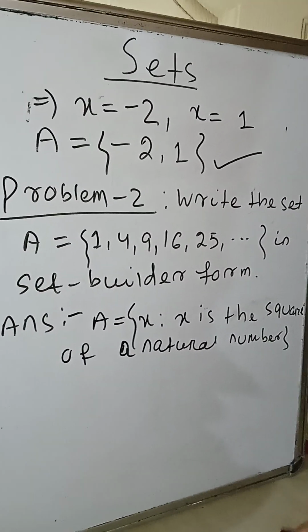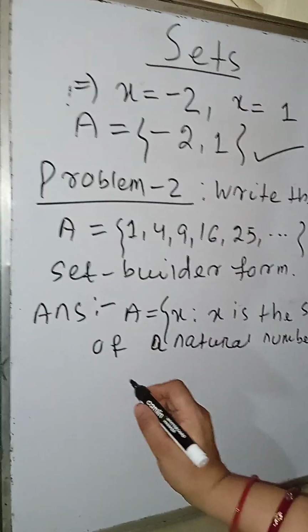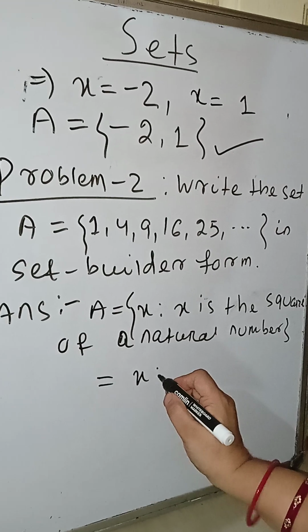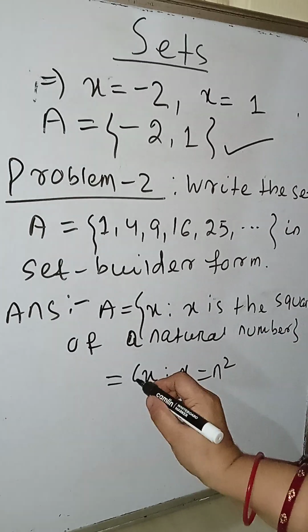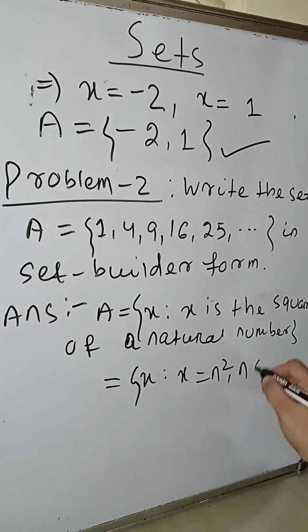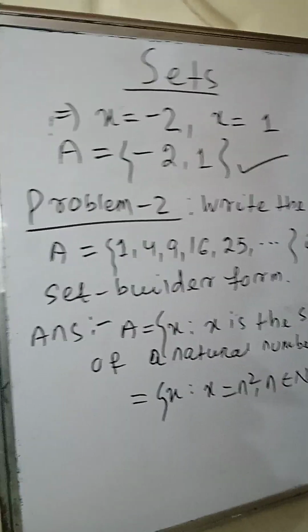Mathematically, if we want to write this sentence, you can write it like this: x such that x equals n squared. What is n? n is a natural number. n belongs to the set of natural numbers N. Okay, I think it is clear now.